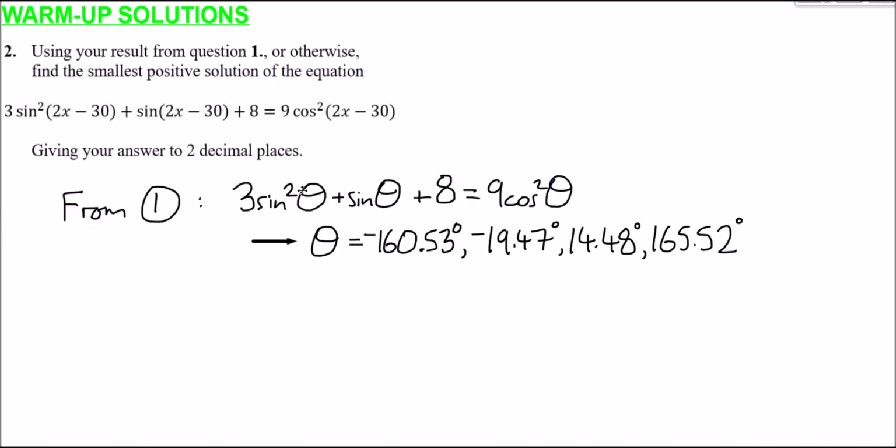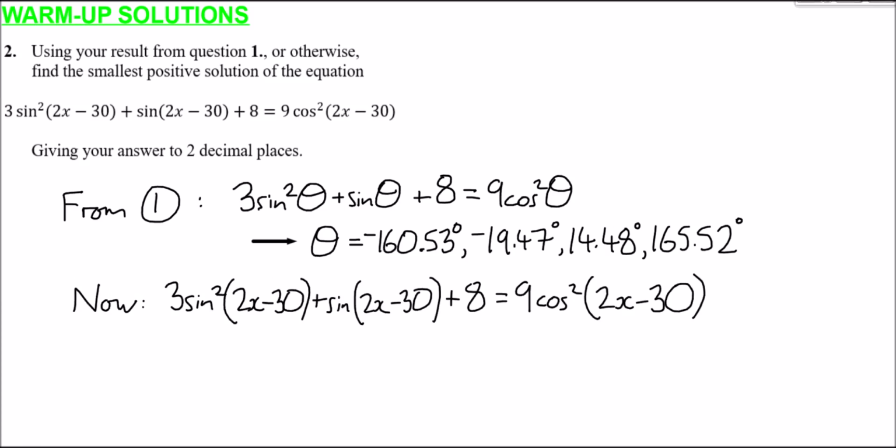That's what we had from question 1, and we got that theta was these 4 values. Now, what we're being asked is this. So the coefficients are the same, that constant's the same, it's 9 cos squared and 9 cos squared there. So the only thing that's different, if you notice, is the theta from number 1 here has been swapped out and replaced with 2x minus 30. And so if we made 2x minus 30 to be the same as theta, it'd be the same equation.